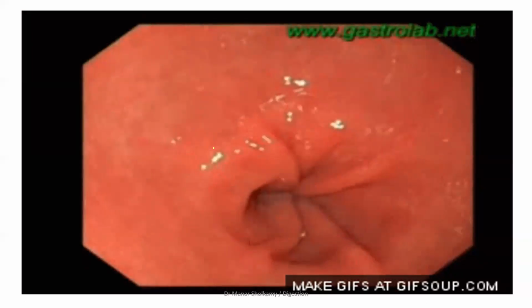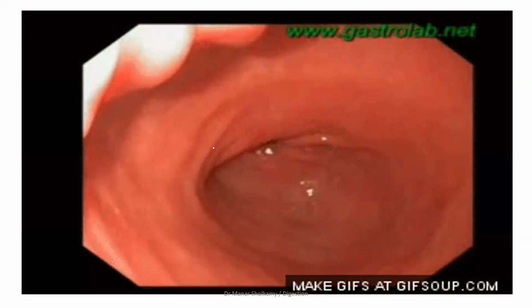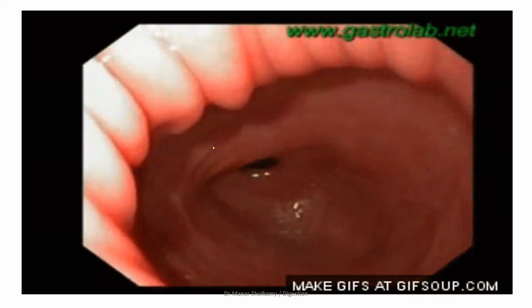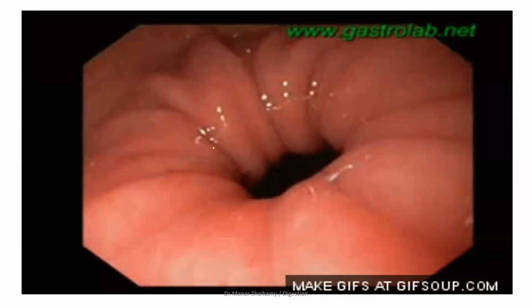Now, I want you to look at this picture. This picture is of your intestines. Your digestive system looks like this. It's a tube of muscle that is always moving. Can you see the motion?